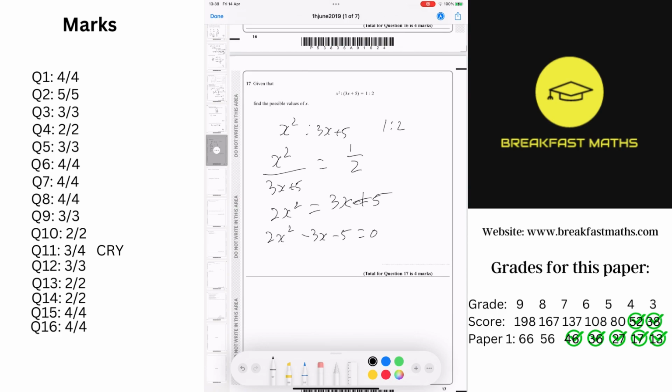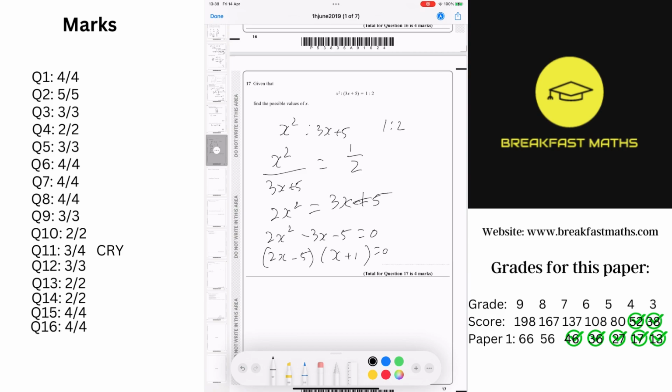So from this, we then want to think about our quadratic formula. Does it factorise? Let's have a look. 2, 1, 5. Yeah, I think we possibly factorise this: 2x, x, one's going to be negative. If we say negative 5, no, that's not going to work. Plus 1 minus 5, that gives us minus 5x plus 2x. Yeah, this works.